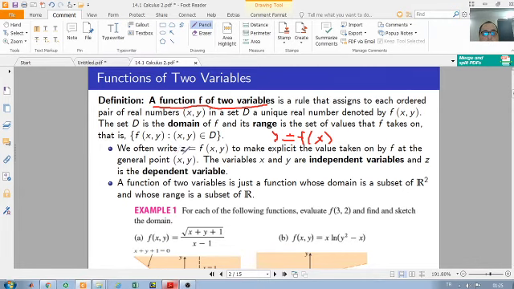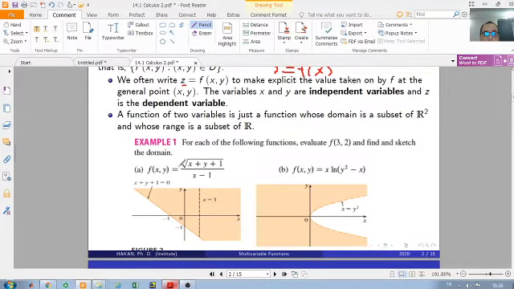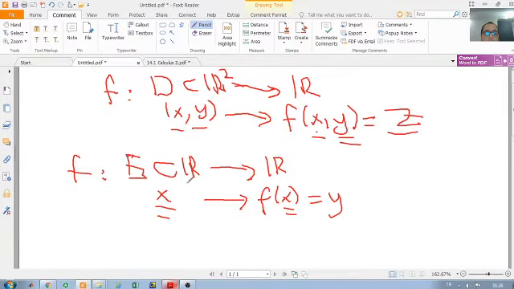As I said, we write z for the value of f of x, y to make explicit the value taken on by f at the general point. The variables x and y are independent variables and z is the dependent variable. A function of two variables is just a function whose domain is a subset of R squared and whose range is a subset of R. Namely, we can describe the domain of f for functions of two variables in a two-dimensional coordinate system. But the domain of functions of one variable is described in R.